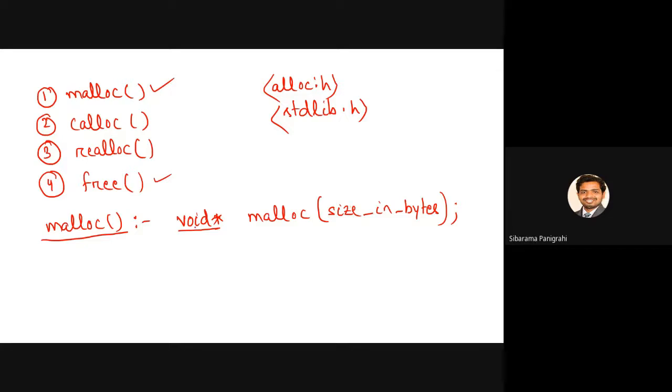So why is it void pointer? Because by using malloc you can allocate memory for integers, for characters, for floats, for doubles. For all data types you can allocate the memory dynamically by using the malloc function. So what is the advantage of void pointer? Malloc will return what? It will return the starting address of the allocated space.